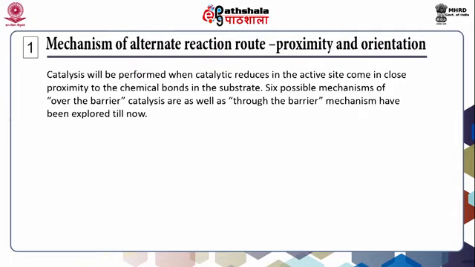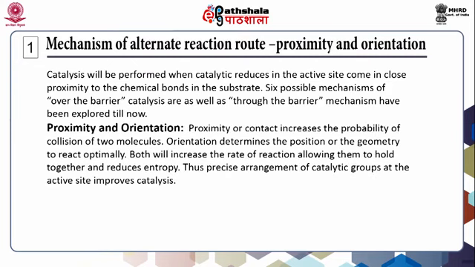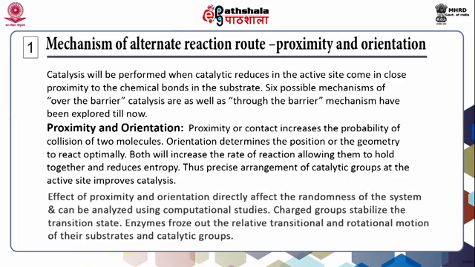So, let us see what is proximity and orientation. Proximity or contact increases the probability of collision of two molecules. Orientation determines the position or geometry to react optimally. Both will increase the rate of reaction, allowing them to hold together and reducing entropy. The effect of proximity and orientation directly affects the randomness of the system and can be analyzed using computational studies.